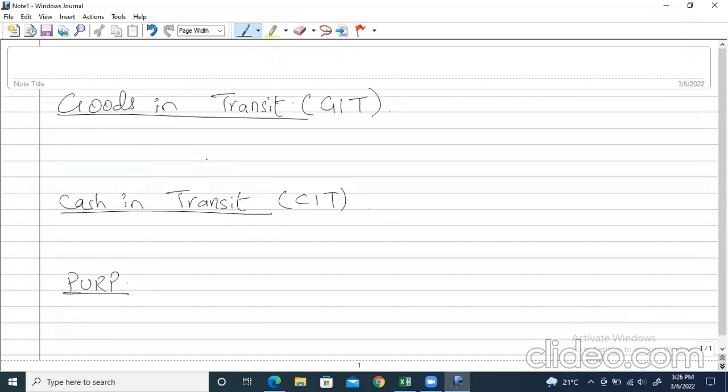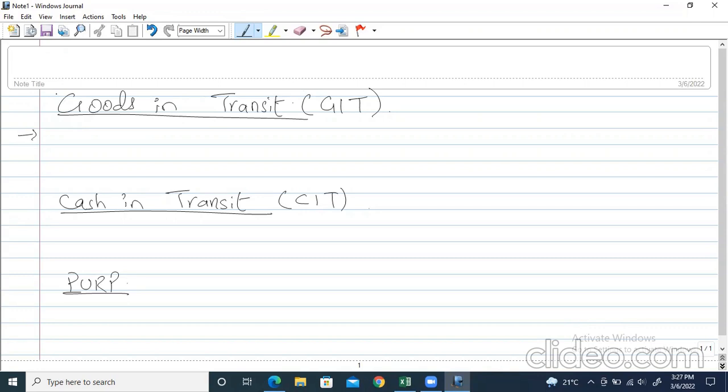Okay, so first let's discuss goods in transit. Now there are some situations in business where the company makes some purchases, and those are still in transit. We have not yet received them. Maybe they are coming from abroad, maybe they are bulky items and taking much time. We don't need to know in detail what goods in transit are. We just need to know the treatment of them, what to do in that case.